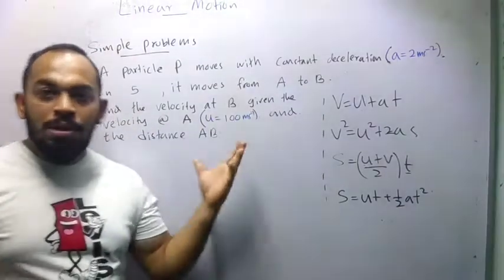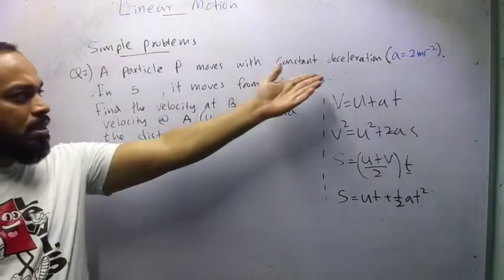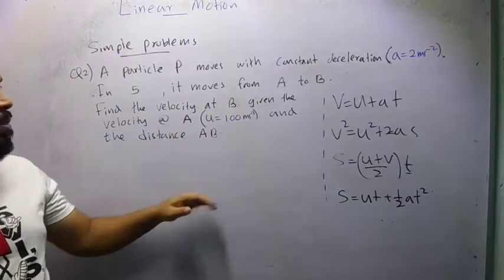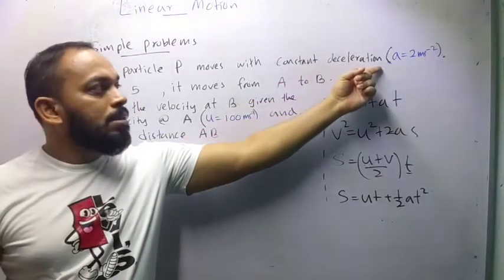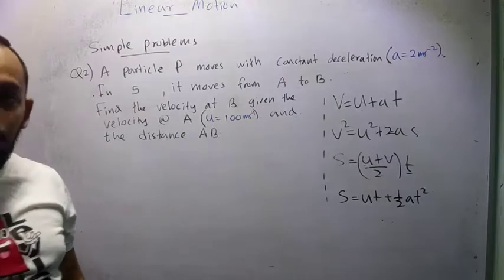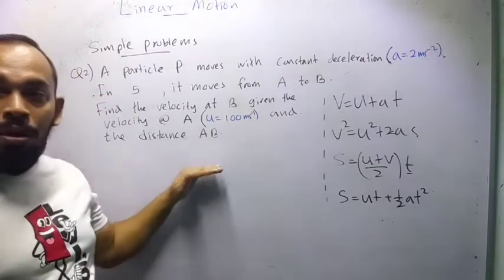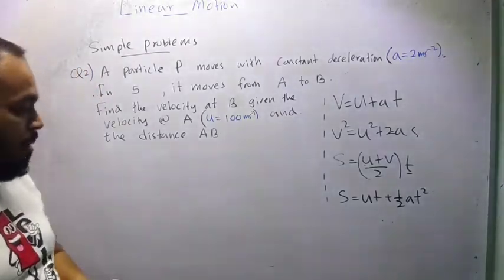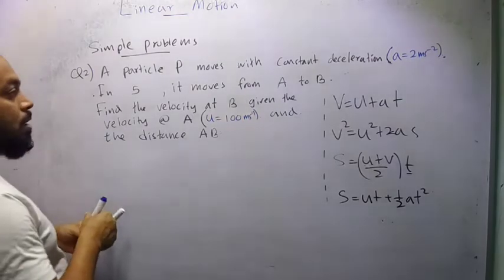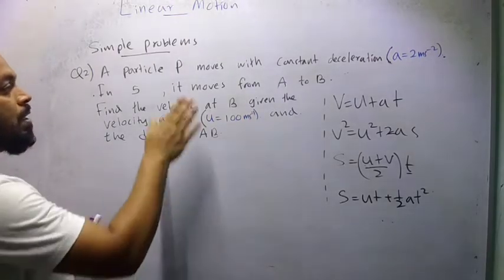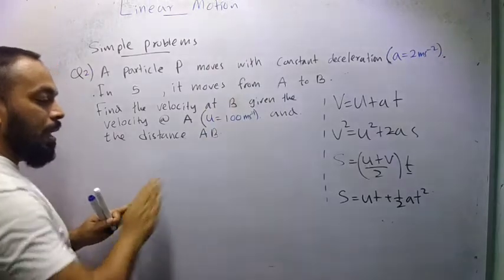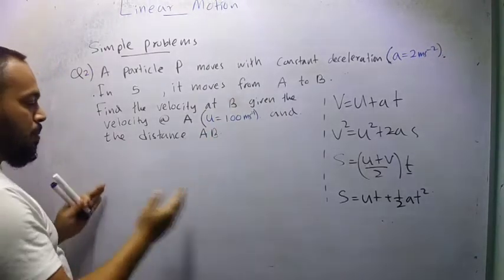Right, so this is question number 2. It's the same problem. I just replaced some variables and made this constant deceleration. I'm not going to do a diagram here. I'm just going to write down the variables. So it moves from A to B in that direction.